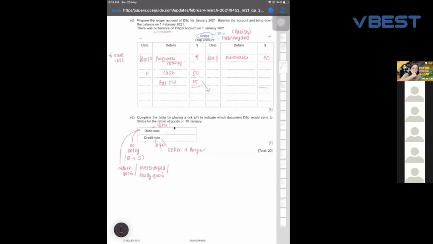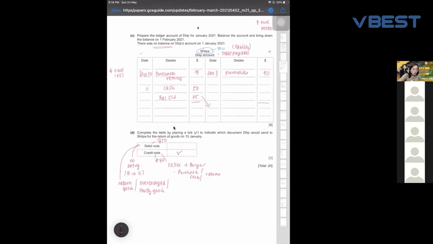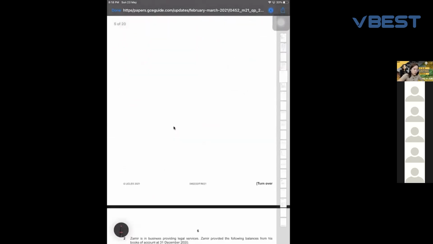The amount in the credit note is how much the seller agrees that you can return the goods, so you must remember only this one. So for the debit note, there's no entry. The credit note is for recording purchases return and also sales return. Please remember that. Any question from here? So that's all for the first question. It's not very hard, right? Just some tricky parts that you might need to take note of. All right, I will move on to the next one if no question.